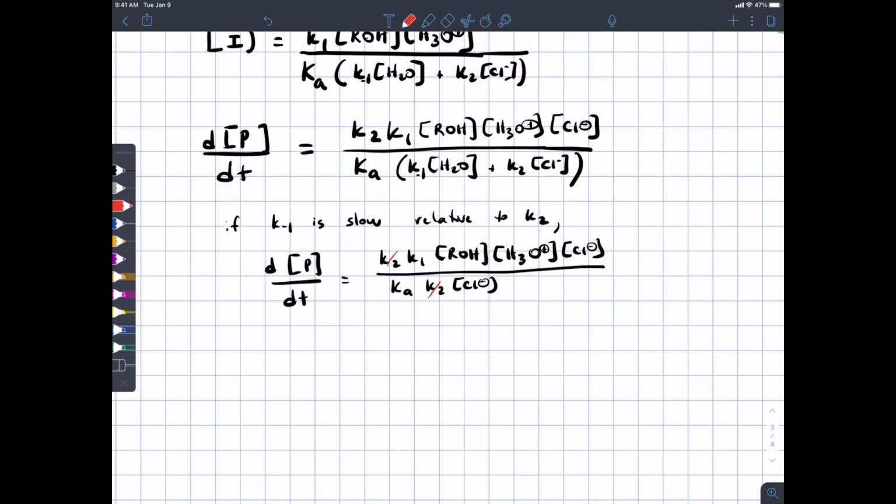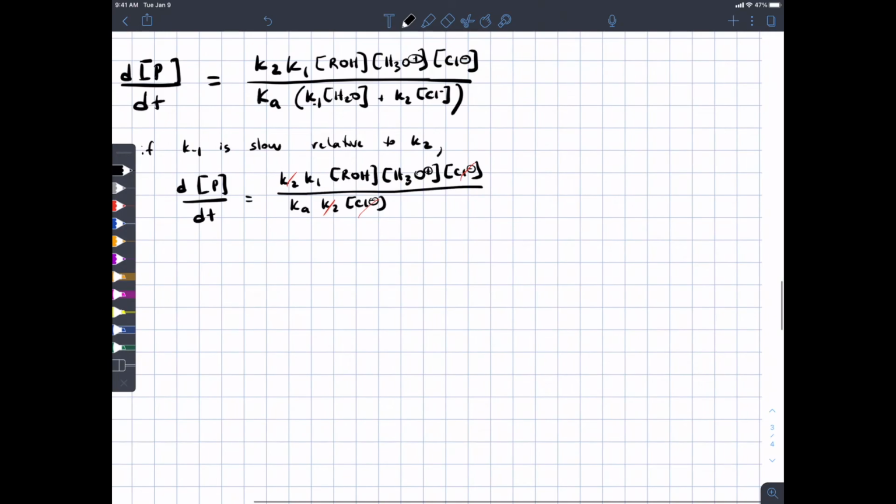The K2 and chloride terms would cancel out. And my reaction rate would depend only on rate constant K1, acid dissociation constant Ka, and the concentration of starting alcohol and the concentration of hydronium. That is, only on the amount of alcohol and pH.